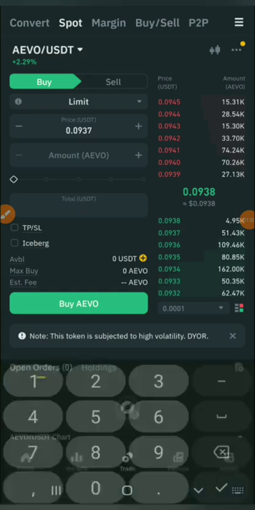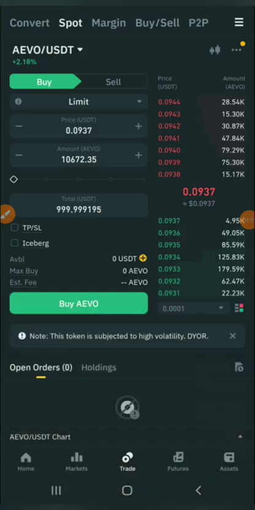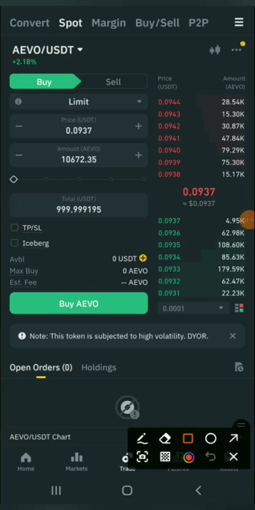So let's take, for instance, you're using $1,000 to conduct this arbitrage, right? With $1,000, you're going to have 10,672.35 worth of this AEVO token that you just bought with USDT. So let me just write it down. Now this means that if you click on BTC AEVO, we are going to sell 10,672 units of this AEVO to buy BTC, and then we are going to sell that BTC that we bought, because BTC is buying this AEVO at a much higher price.